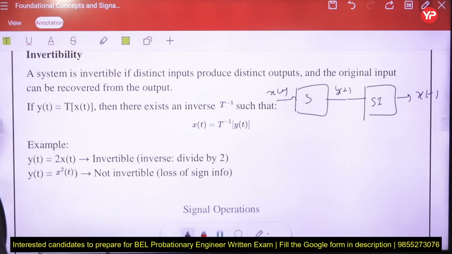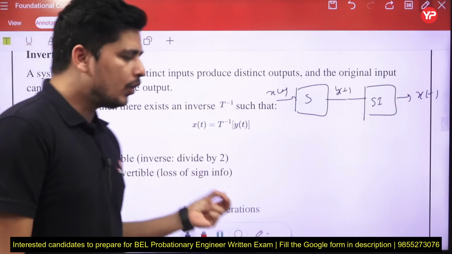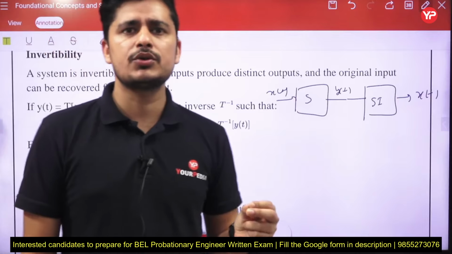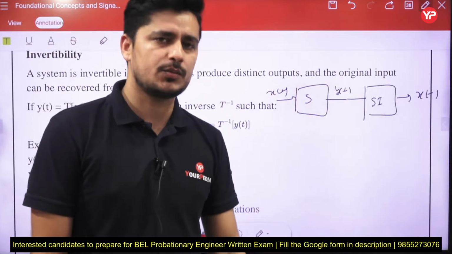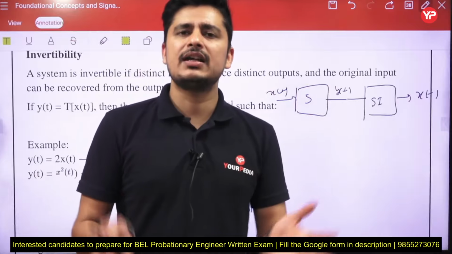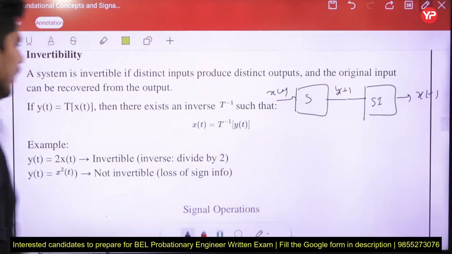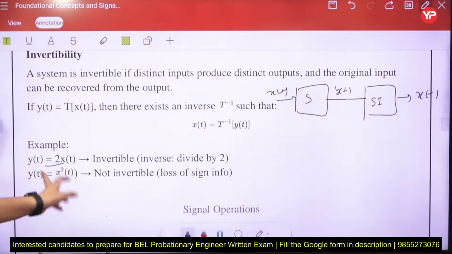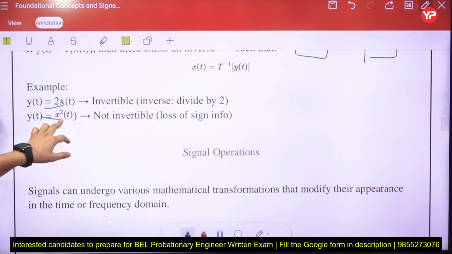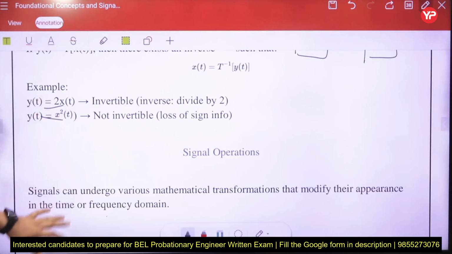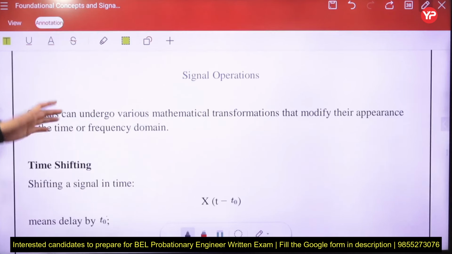So what are the conditions? The condition is that a non-zero input should not produce a zero response, and distinct inputs produce distinct responses from that system. Then only we can say that system is invertible, right? This system is invertible, this is not invertible, because if you are having x square, it will produce the same output if you give 2 and minus 2. So two distinct inputs give the same output. That's why it is a non-invertible system.